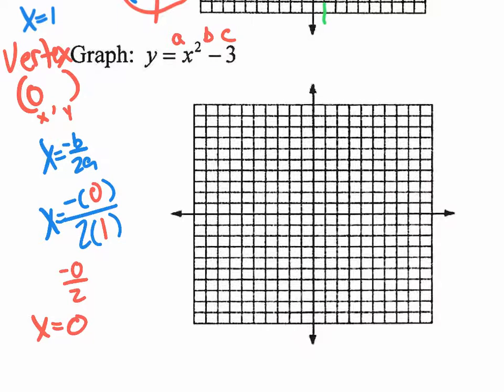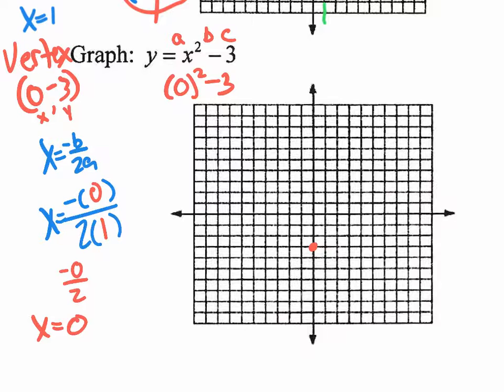I need the y value. I'm simply going to plug it in. And when I plug it in, it'll be 0 squared minus 3. 0 squared is 0, and 0 minus 3 is negative 3. So the vertex is pretty easy. 0, negative 3. 0, negative 1, 2, 3. Let's put a dot right here.